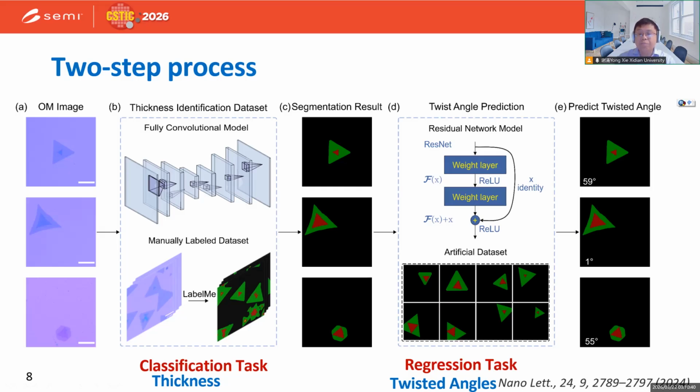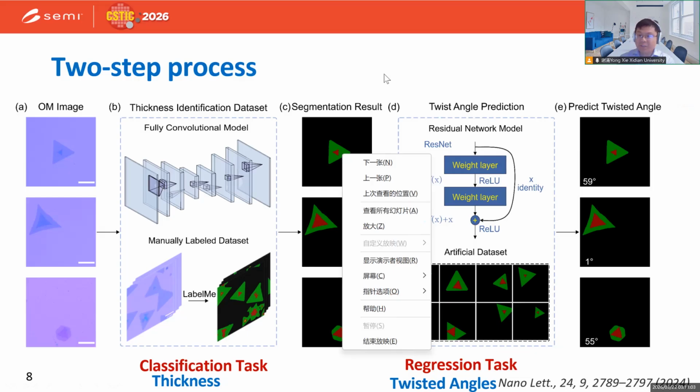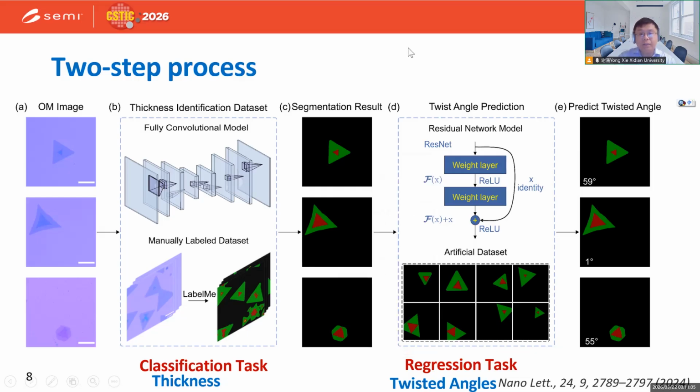Why not finish this twist angle recognition autonomously? What is the difficulty there? We need a large amount of data. This is very challenging. Even with CVD, we can only see thermodynamically stable angles at 0 degrees, 30 degrees and 60 degrees, but the twist angles in between are always missing. Therefore, we cannot reach a large data set.